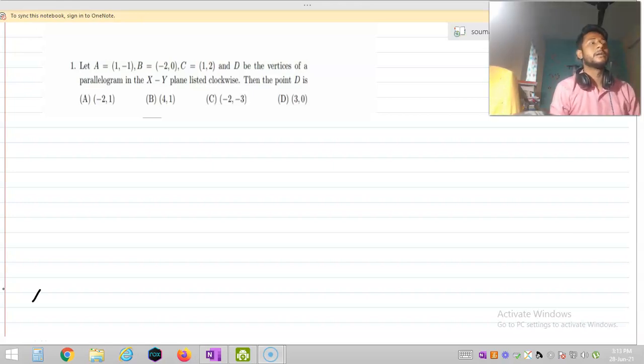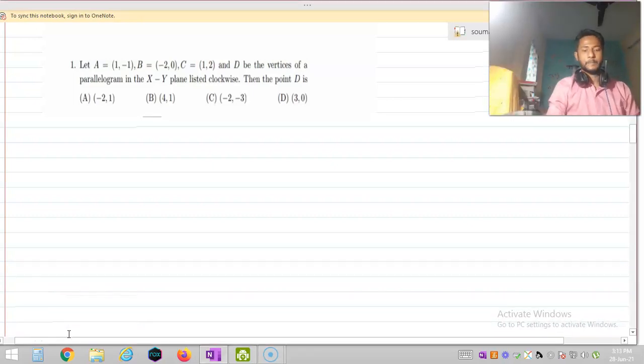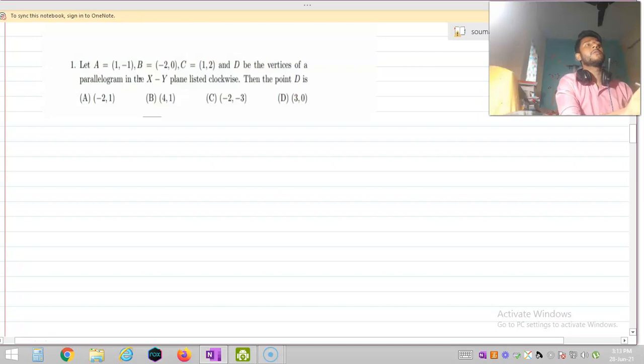This is Shomujit De. Let us begin with question number 1, which says: let A = (1, -1), B = (-2, 0), C = (1, 2), and D be the vertices of a parallelogram in the xy plane listed clockwise. So ABCD is directed clockwise. Then the point D is.